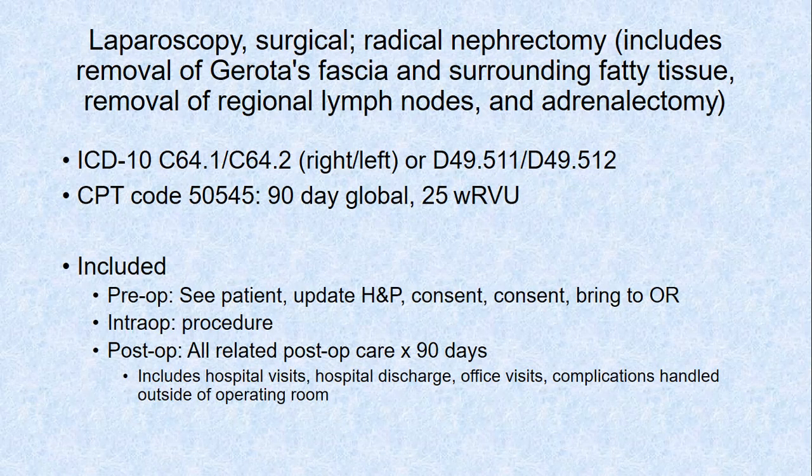Again, you'll pull an ICD-10 code, C64.1 or C64.2 if you have known cancer on the right or left side, D49.511 or D49.512 if it's a renal mass that you don't know what it is yet, and you haven't proven it's cancer, again, right or left side. Now, again, this says 25 work RVUs associated with it, and that's a high number of RVUs.